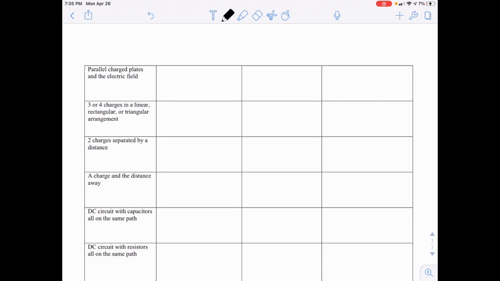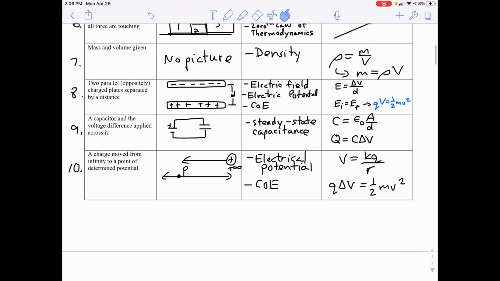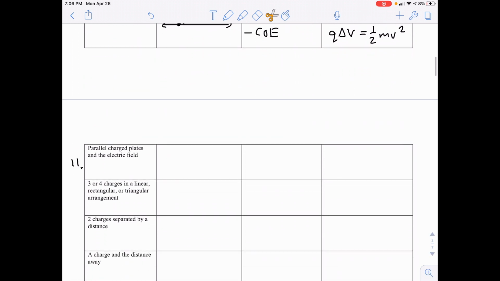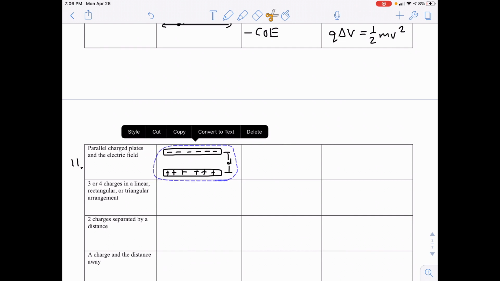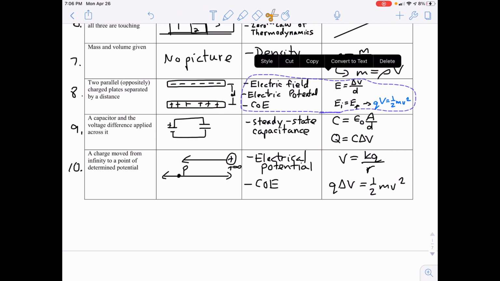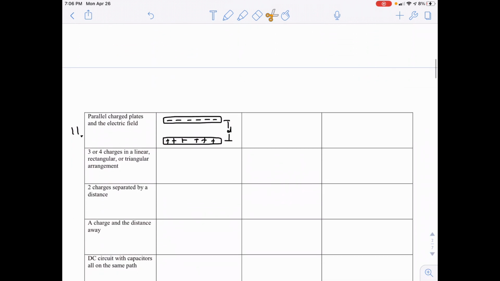In number 11, we have parallel charge plates and an electric field. Now, this is basically similar, if not the same, to what we experienced a few back in number 8. Same concepts really, and same formulas needed.